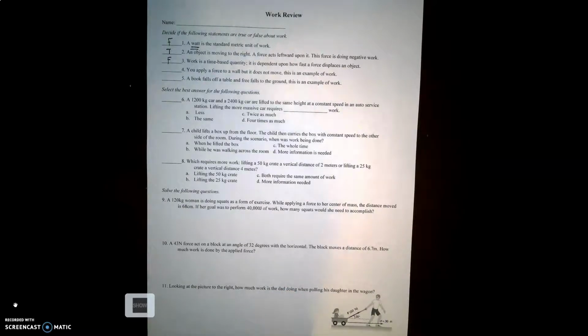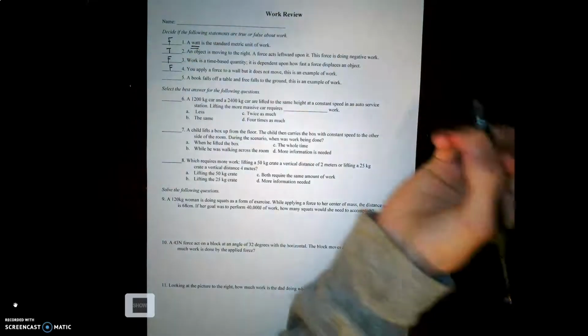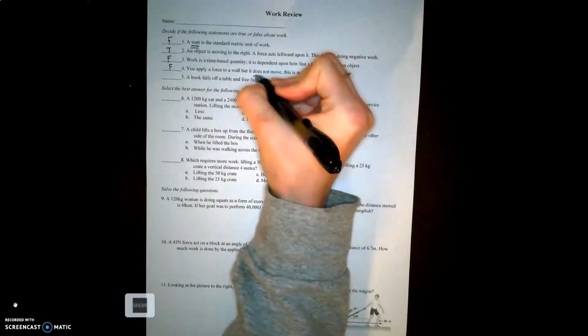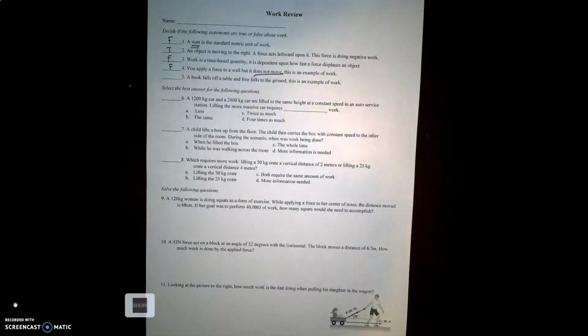Number 4. You apply a force to a wall, but it does not move. This is an example of work. That is false. The reason that's false is because it does not move, so there's no distance to be calculated, and anything times 0 is going to be 0. So no work is being done.